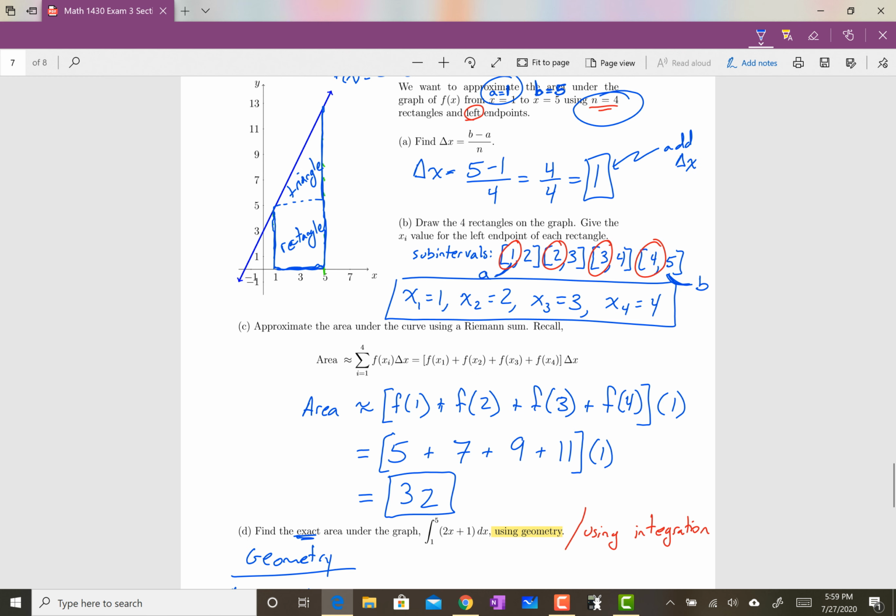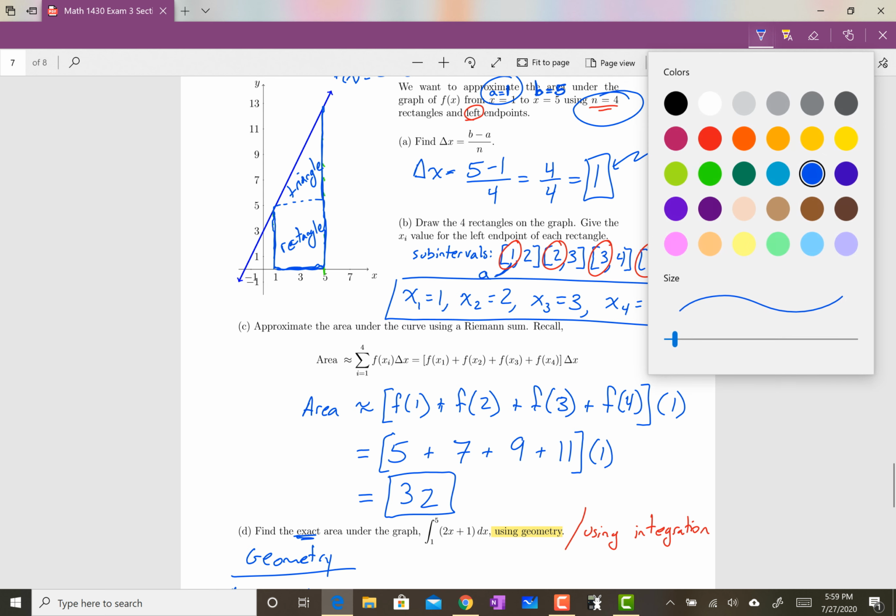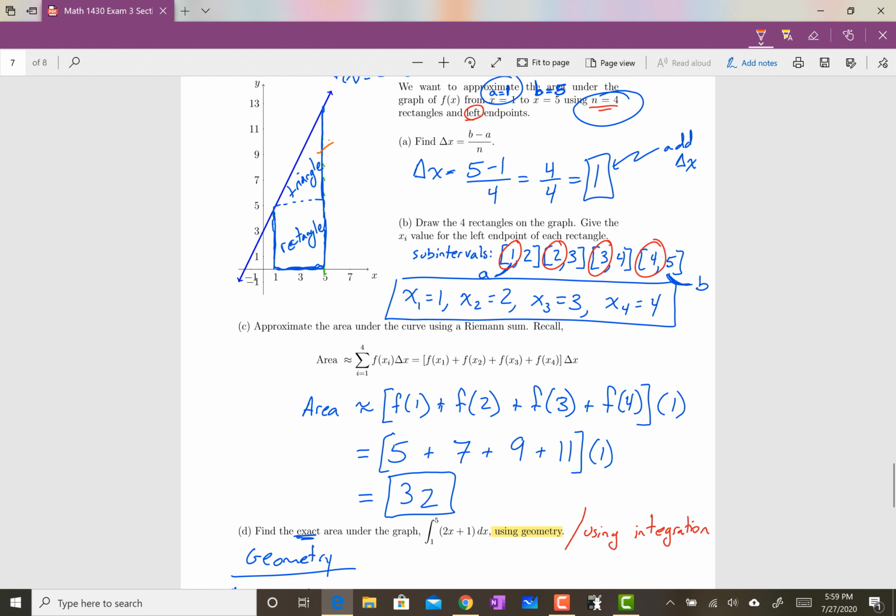So what's the area of my triangle? Well, the area of the triangle is 1/2 the base times the height. So what's my base? Here's my base. And notice it's x equals 1 to x equals 5. Well, that's 5 minus 1, which is 4. So my base is 4. What's my height? My height's a little harder to figure out. So I'm going to pause on that. Let's look at the rectangle, and that'll help us with the area of the triangle above.